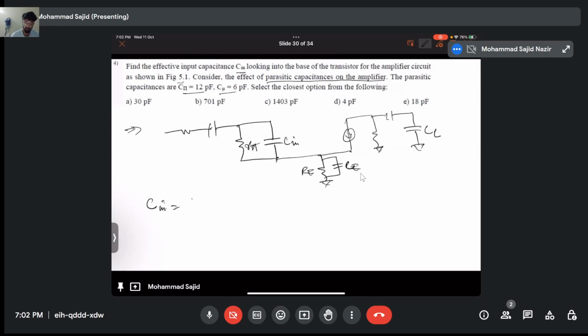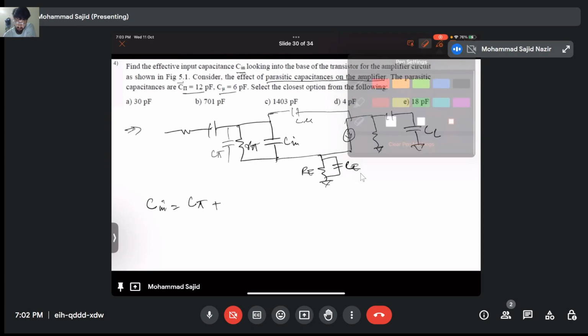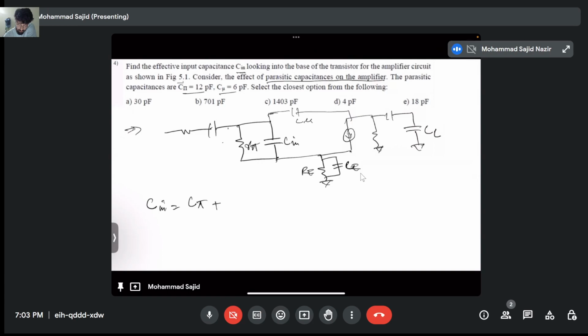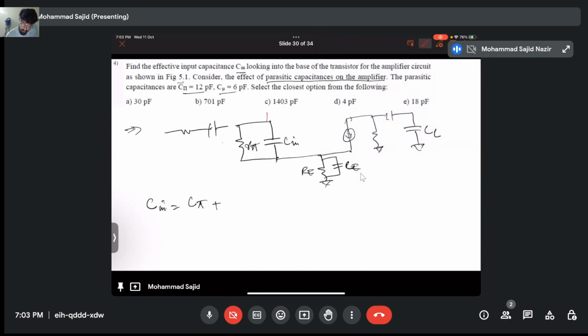C in will be C pi plus C mu, actually this capacitance. It will create a confusion, so let me just draw it with a different color. Basically, first there was a capacitance of C mu from this node to this node, and a capacitance of C pi from this node to this node.